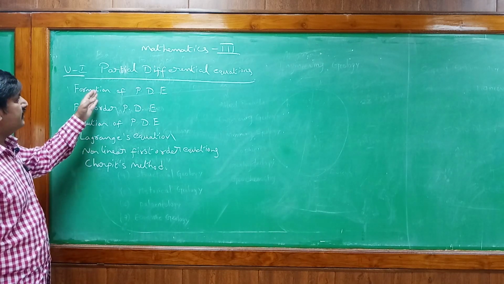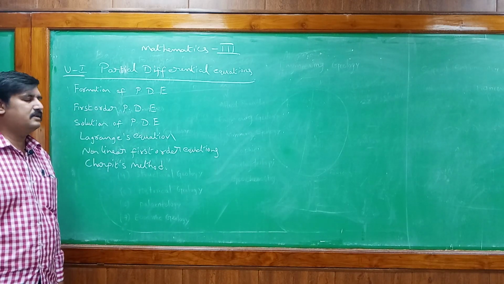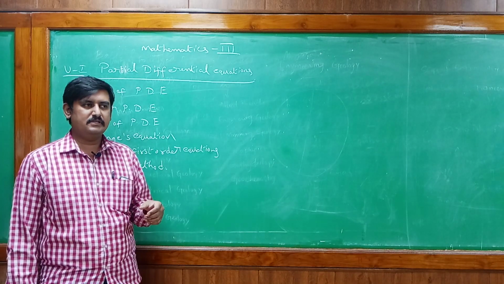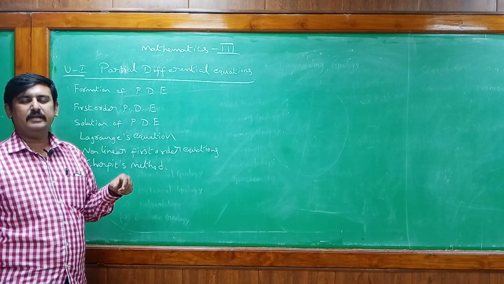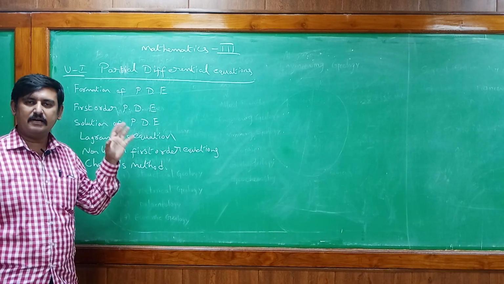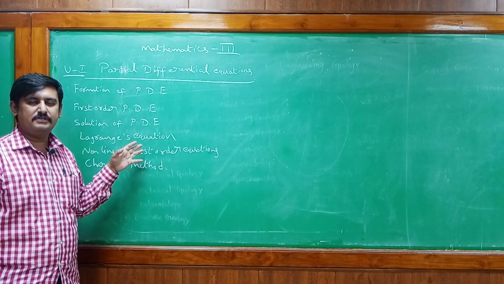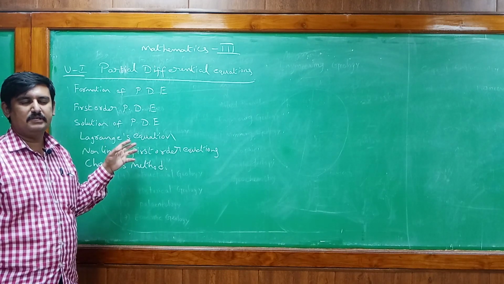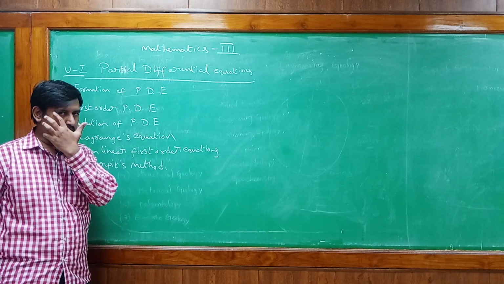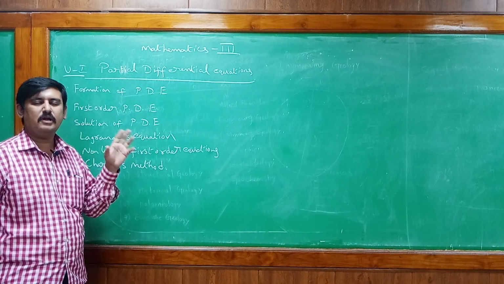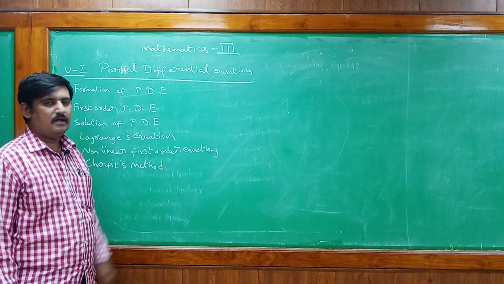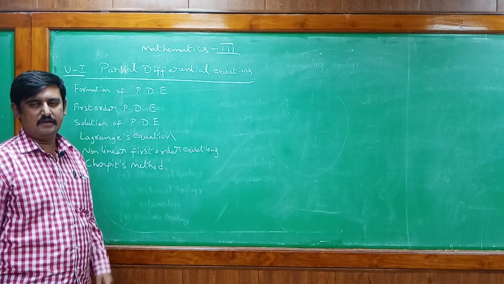So first topic is what? Formation of partial differential equation. Coming to the point, first of all, what is a partial differential equation? An equation which contains partial differential terms is called a partial differential equation. That means it can be one partial derivative in the equation or it can be more. So an equation which contains one or more partial differential terms is called a partial differential equation.